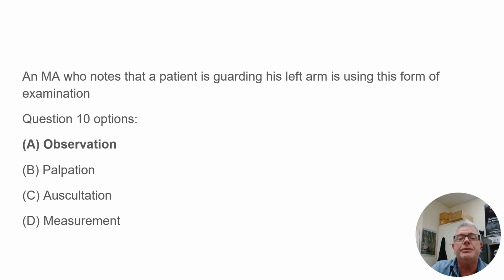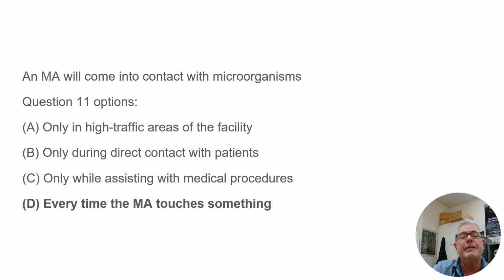A medical assistant who notes that a patient is guarding his left arm is using this form of examination, and that's observation. Observation means looking at the patient. Palpation means touching the patient. Auscultation means listening for something, like listening for the blood pressure. And measurement, well, basically know what that means.